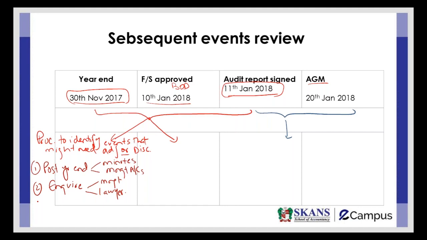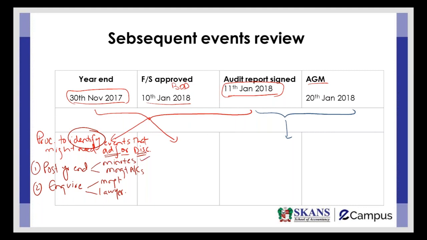From the year end until I sign the audit report, I can't just sit in my office and wait for someone to tell me that a post-year end event has happened. I can't do that. From the year end until I sign the report, I have to put in effort to identify events which might need an adjustment or disclosure. How can I do that?